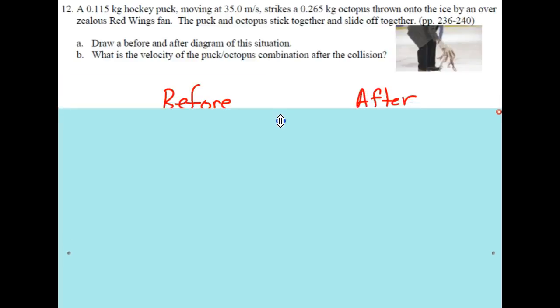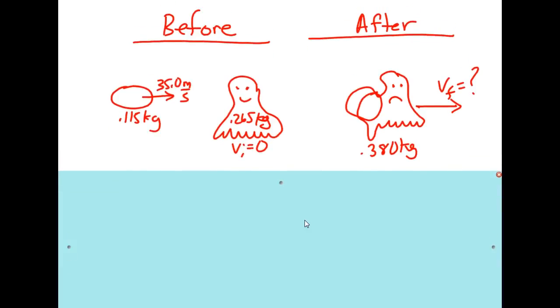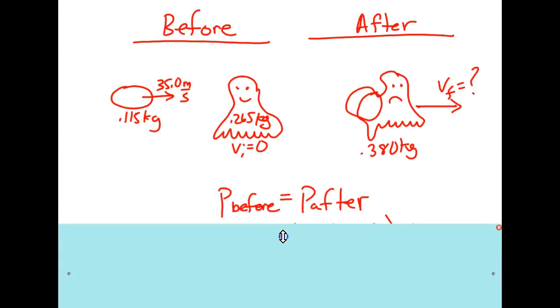So, as requested, we start with the before and after diagram. We have the 0.115 kilogram puck moving to the right at 35 meters per second, a 0.265 kilogram octopus sitting on the ice with no velocity. After collision, the two stick together, and the combined mass of 0.380 kilograms moves off at a final velocity we are asked to find. To solve this problem, once we set up our before and after diagram, we start with our conservation of momentum statement, P before equals P after.